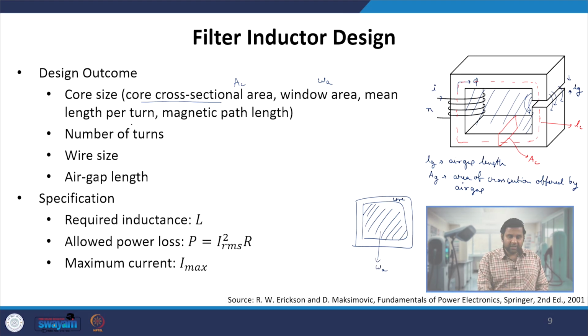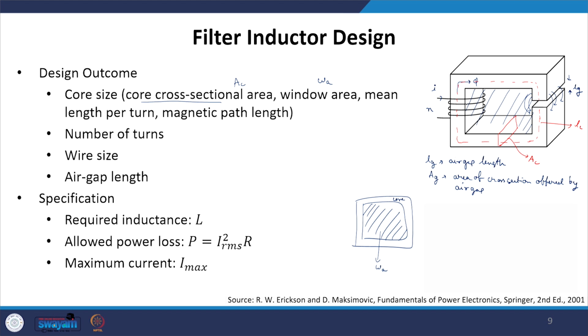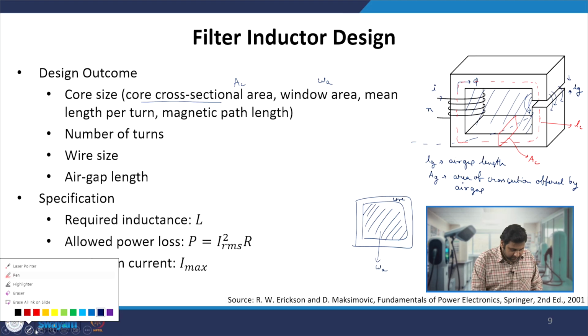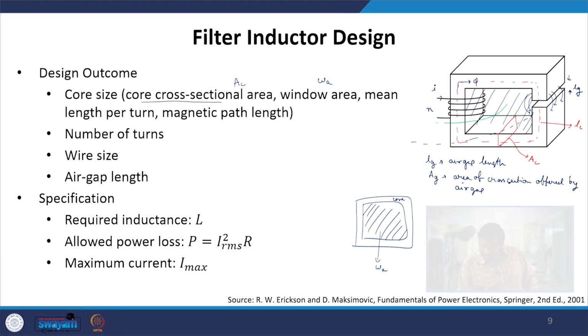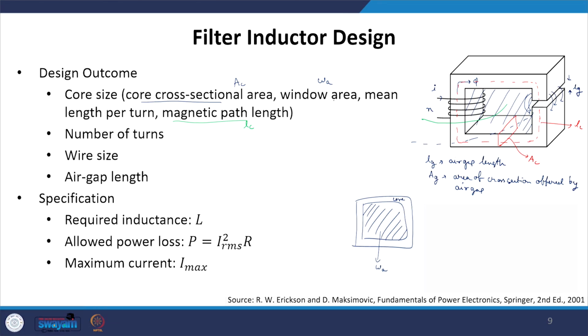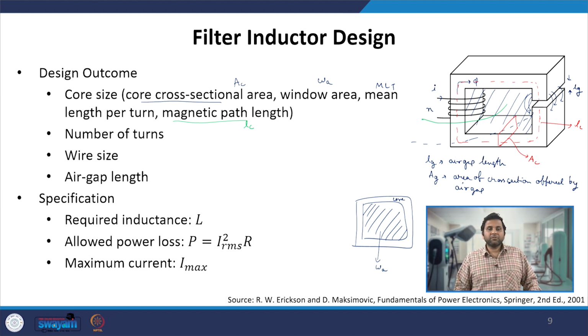And then again the mean length per turn, because the first turn will be on one side wall of the core and the other winding will be on the next wall of the core. So, the mean length per turn will be somewhere in between, and that way we can calculate the mean length per turn, and we have seen in detail how to calculate it in the last lecture as well. And then we have to also find out the magnetic path length, which is defined by LC, and our mean length per turn is defined by MLT. Then after finding out the core size or core dimensions, one needs to also find out the number of turns.